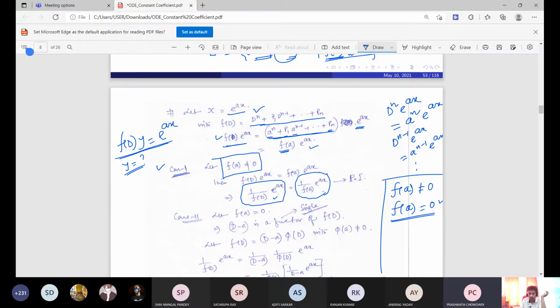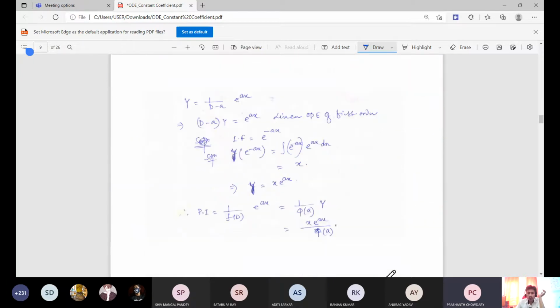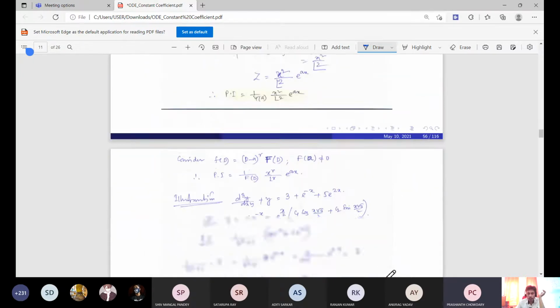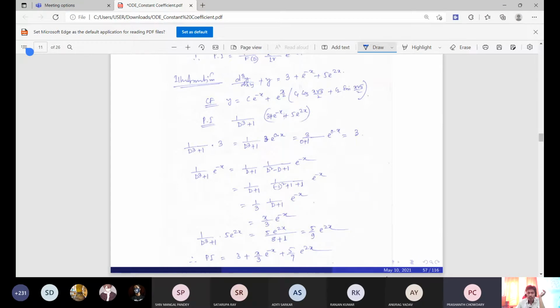And then we'll consider case 2. But let us illustrate this one with some example for which f(a) is non-zero. Then I will come definitely to the case where f(a) is 0. So let us see this question: d3y/dx3 plus y. So this is a third order differential equation. On the right-hand side there is a non-zero term. So we can think of it as a non-homogeneous differential equation which is linear in nature and whose coefficients are constant.